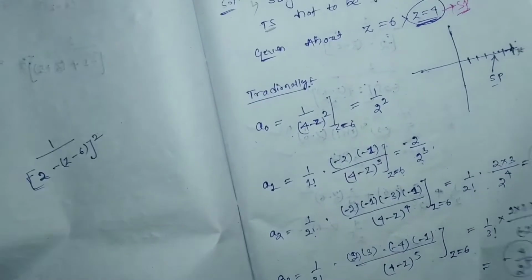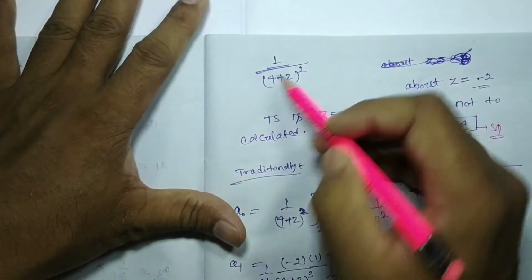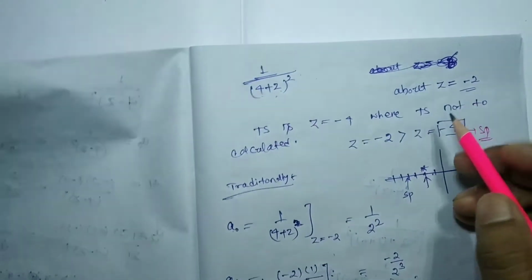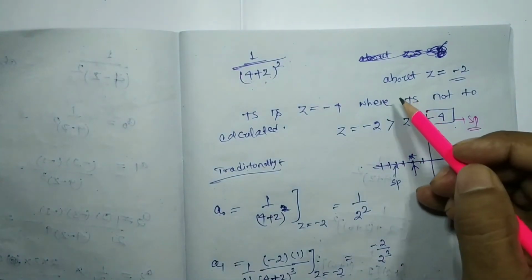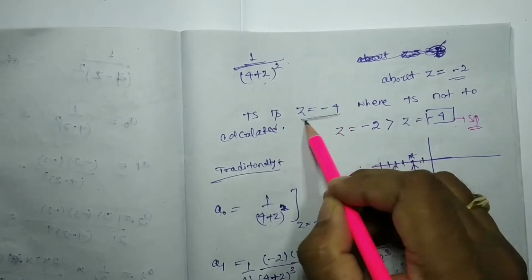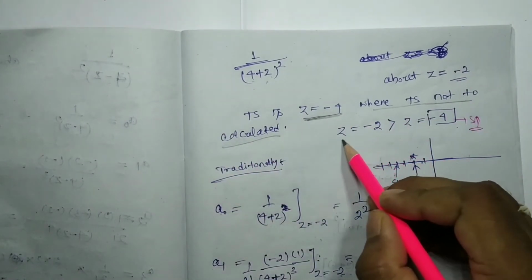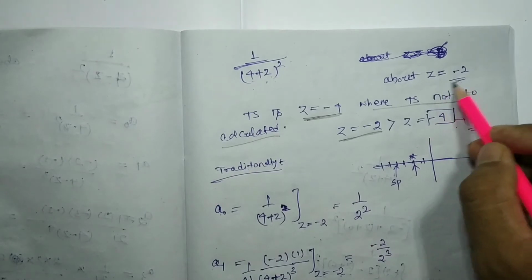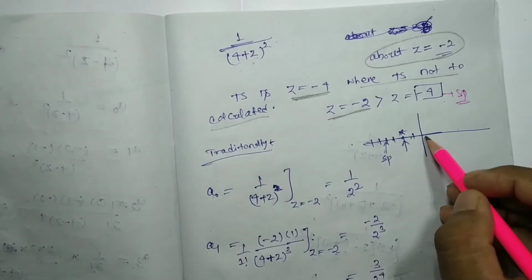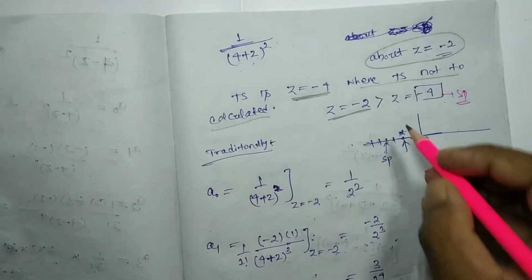And for verification, we can take 1 by 4 plus z, there we consider 4 minus z. Here you just consider 1 by 4 plus z square. Now, what will be the singular point here? The singular point will be z equal to minus 4, where the function is not defined. Now we consider z equal to minus 2, about which the Taylor series is going to be calculated. So here, this is 0, then 1, 2, minus 1, minus 2, minus 3, minus 4, minus 5, minus 6. So this minus 4 is your singular point.